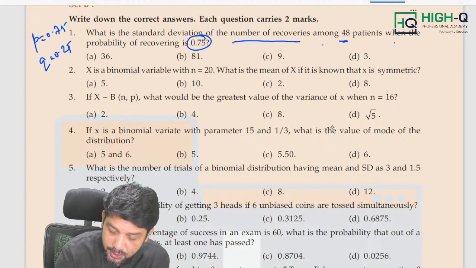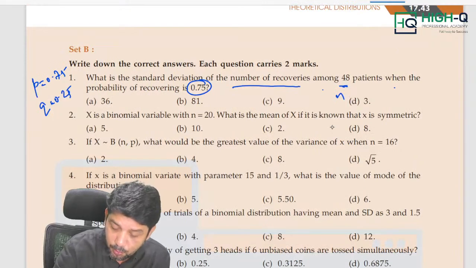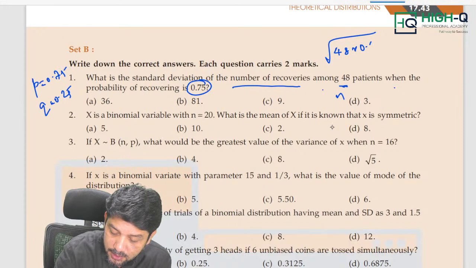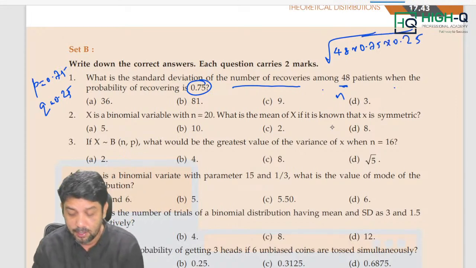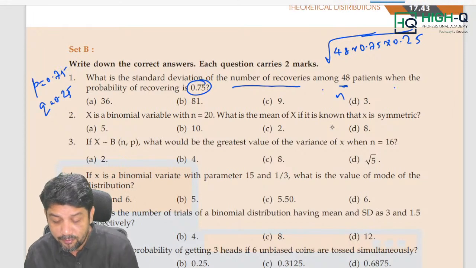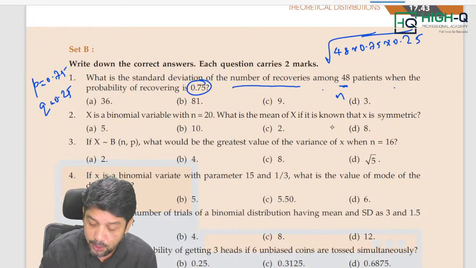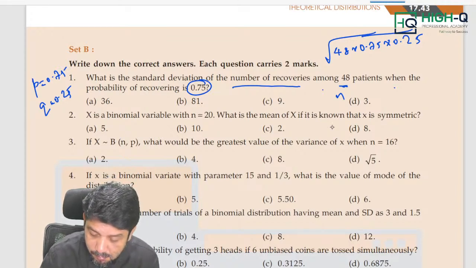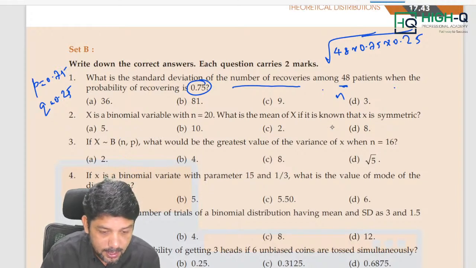And the question is, they ask you to find out standard deviation. This is my n. See, variance is npq. Standard deviation is equal to root of npq. Simply you will use 48 into 0.75 into 0.25. You will use the calculator and you will get the answer, my dear. 48 into 3 by 4 into 1 by 4. 4 fours are 12. What exactly are you getting, my dear? Can you please tell me? What is the answer?